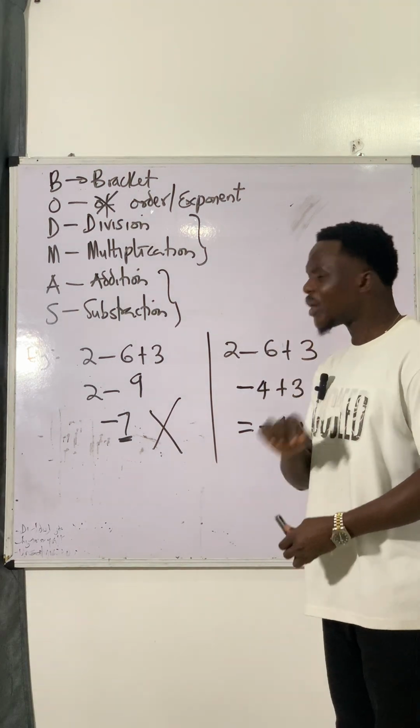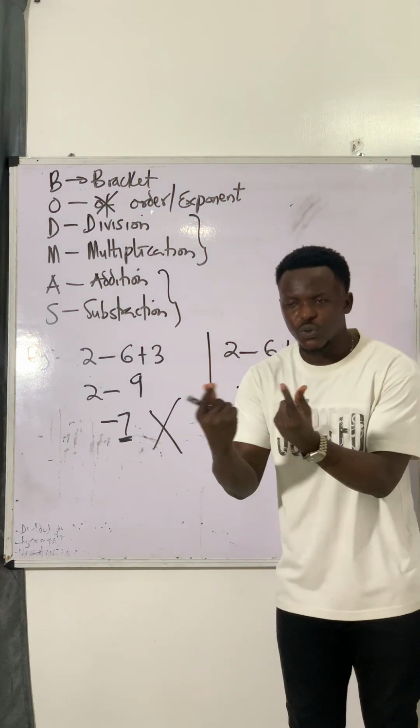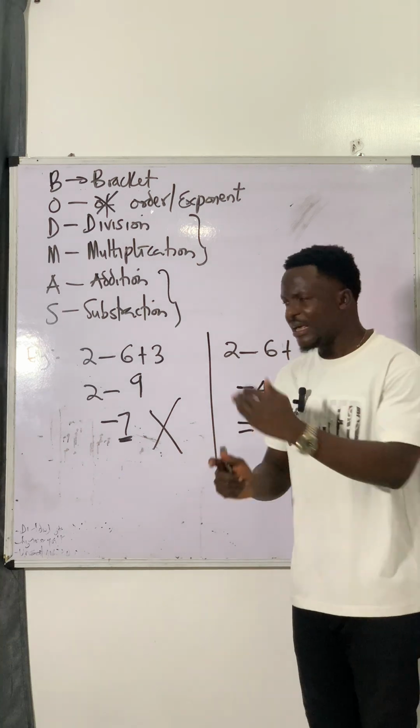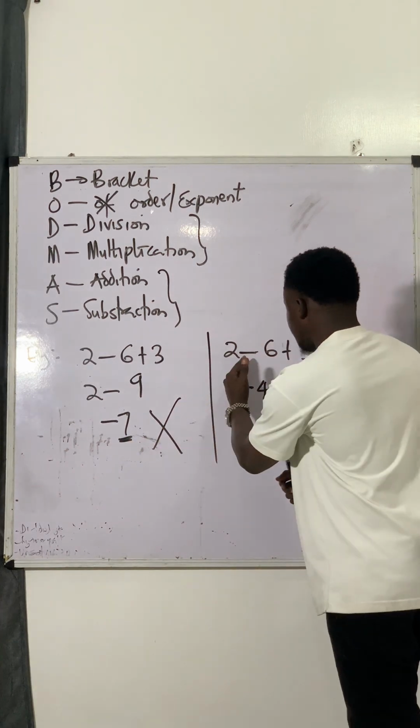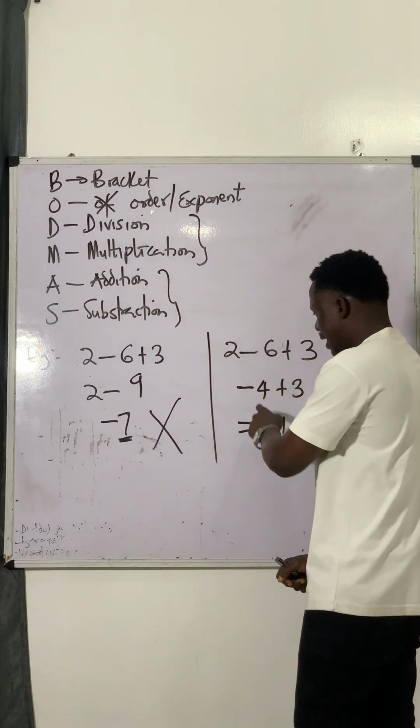Now, why is it so? Because negative and positive are adjacent to each other, and the rule says anytime negative and positive are adjacent to each other, start from the left-hand side. The one that comes first, evaluate it first. So coming from the left, negative comes first. That is why I have this.